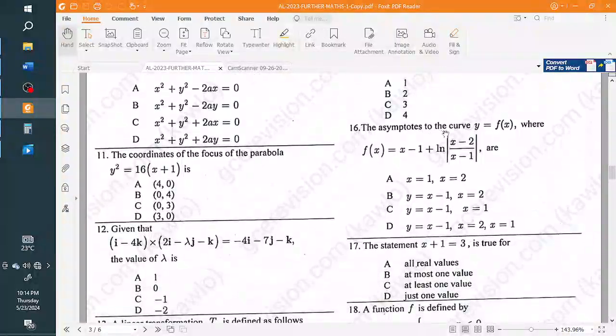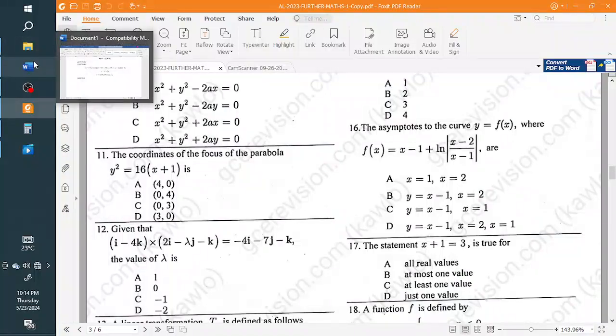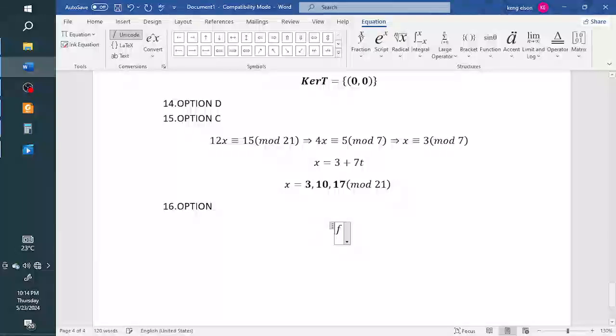Question 16. The asymptotes to the curve y equals f of x, where f of x is x minus 1 plus the ln of the absolute value.